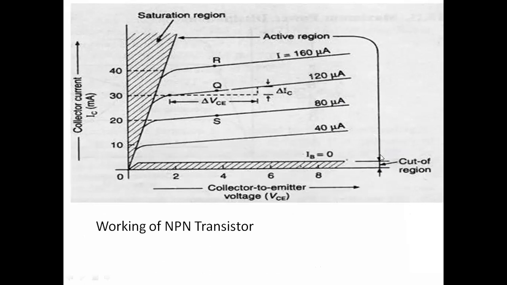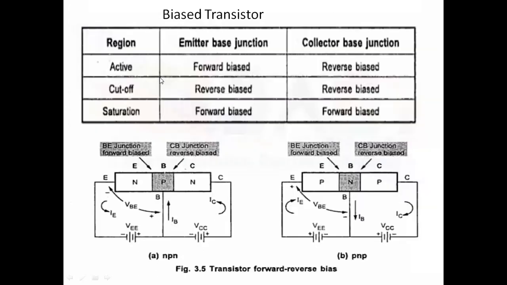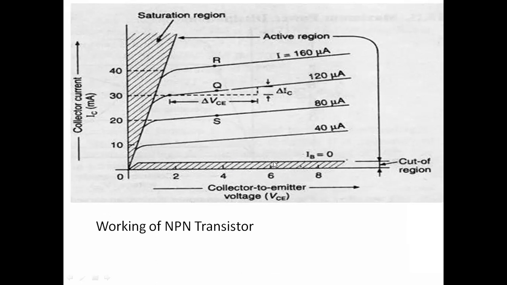Up to here, this is the active region, and below it we have a dotted line. Up to this point it is called the cutoff region. The cutoff region operation happens when both the junctions, emitter base and collector base, are reverse biased. In such a situation, the transistor operates in the cutoff region.